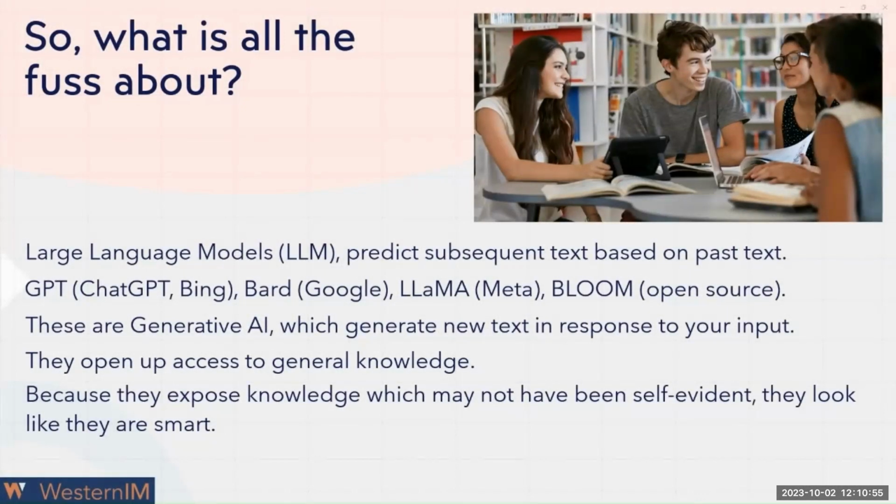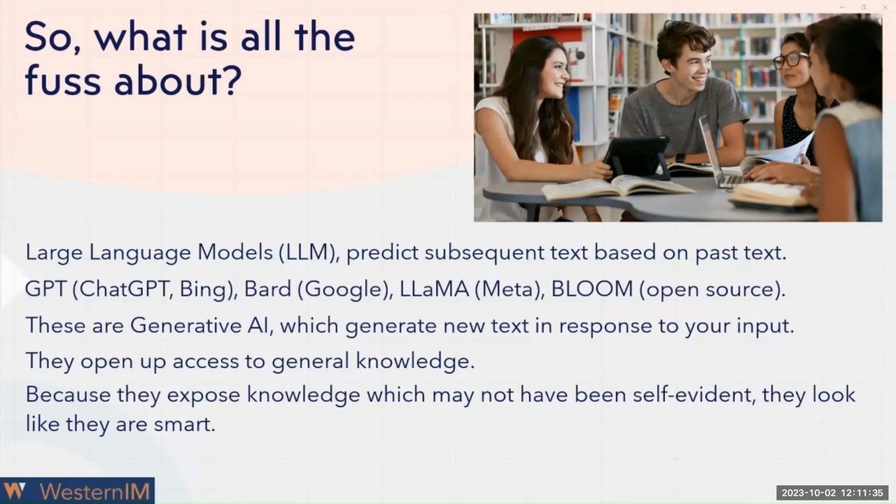There are many different large language models. GPT, which is the one used in ChatGPT and in Microsoft Bing, gets the most press. But there is also Bard, which is used by Google, Llama, which is used by Meta, which is Facebook, and Bloom, which is open source. There is also Ernie, which is developed by the Chinese company Baidu, and Claude, which is a new model being touted as responsible AI.